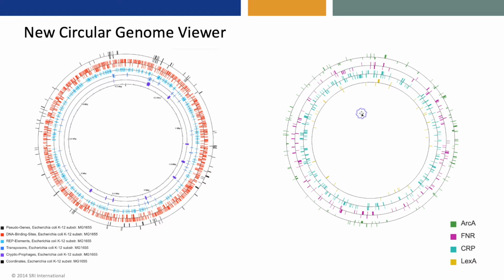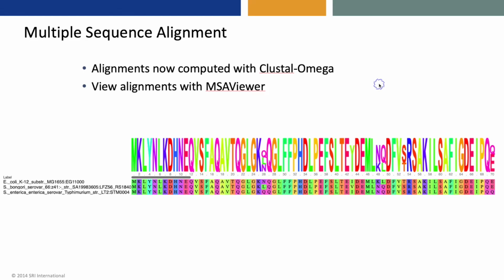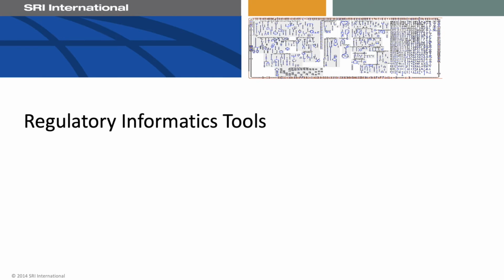In this version of the diagram, we're showing the binding sites for a number of different transcription factors: ArcA, FNR, CRP, and LexA. We've also added new sequence alignment tools. Alignments are now computed with Clustal Omega, and we've added MSA Viewer as the viewer for multiple sequence alignments, as shown here. Let's now consider the regulatory informatics tools within Pathway Tools.